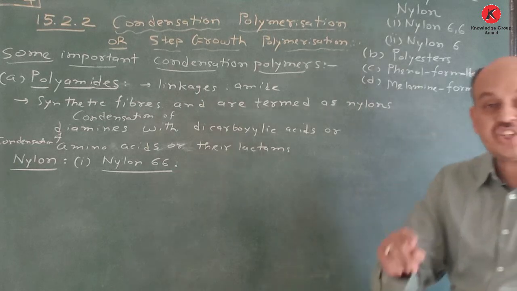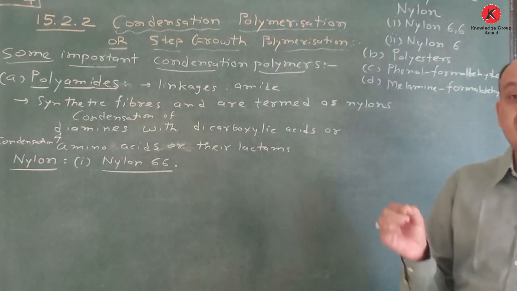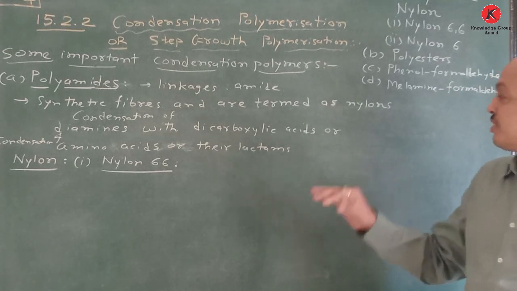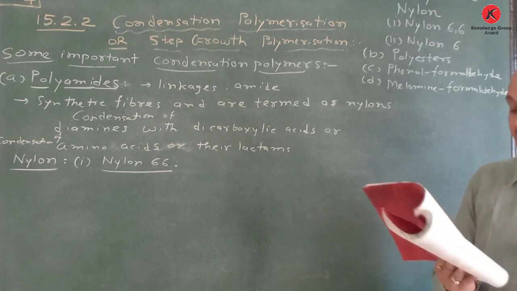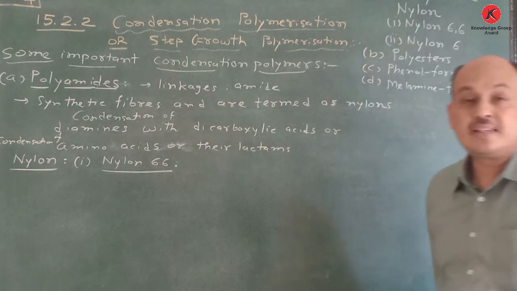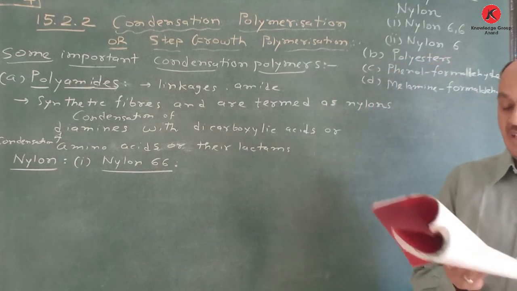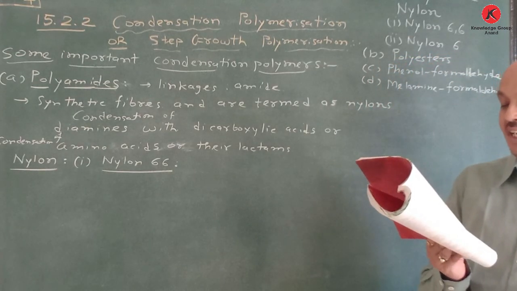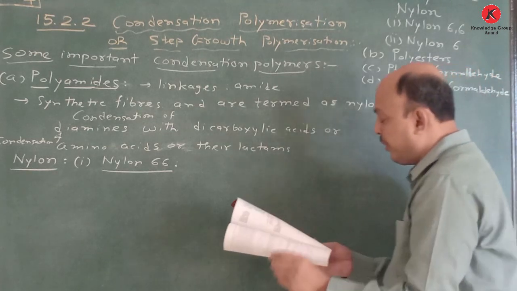So first of all preparation, then uses, and then different properties. So preparation, properties and uses. Remember it this way. So first number is this. It is prepared by the condensation polymerization of hexamethylene diamine with adipic acid under high pressure and at a high temperature. Okay. So you remember this reaction.